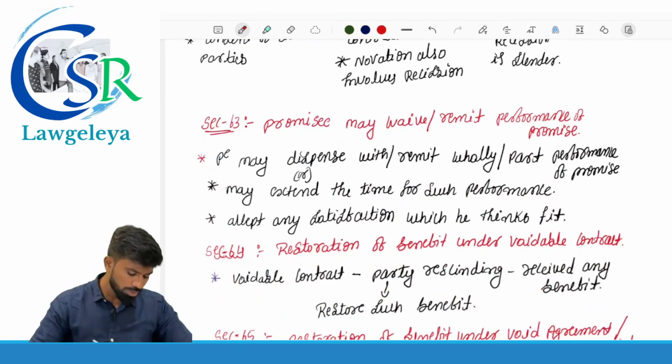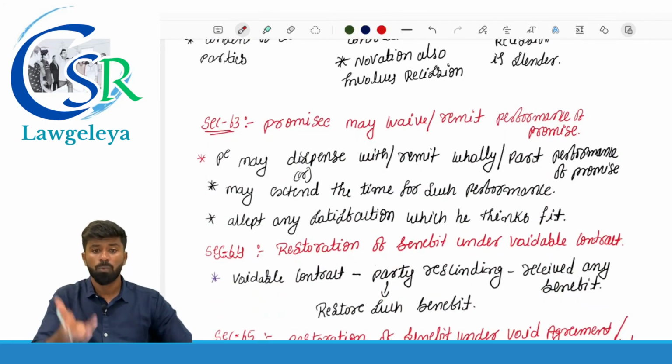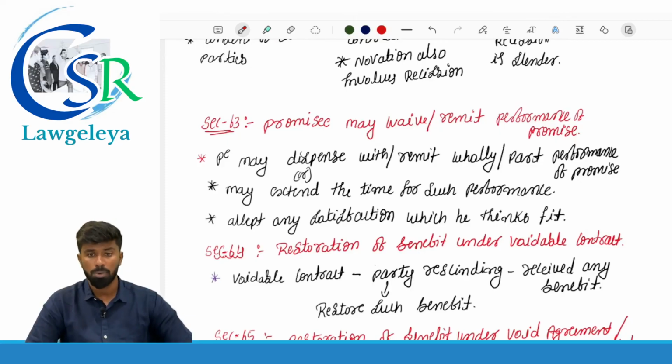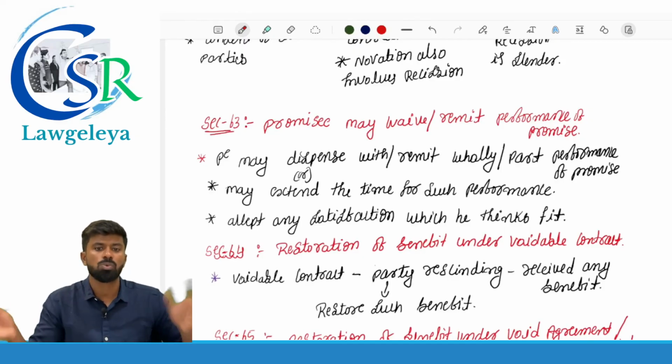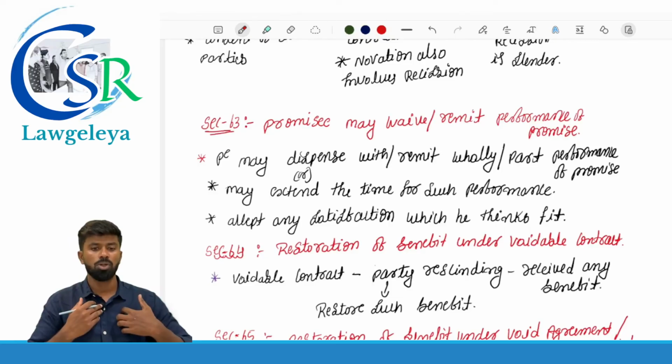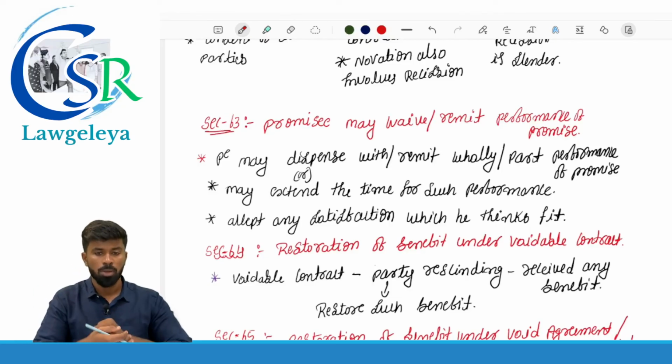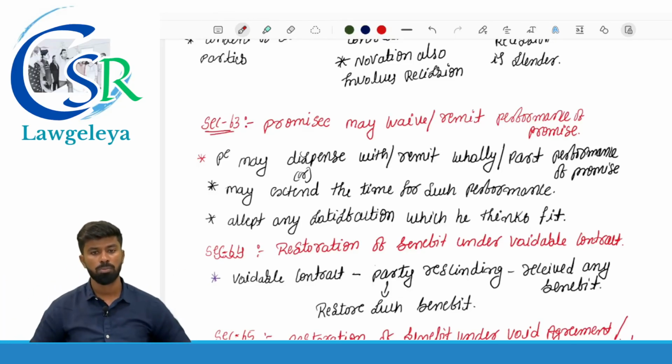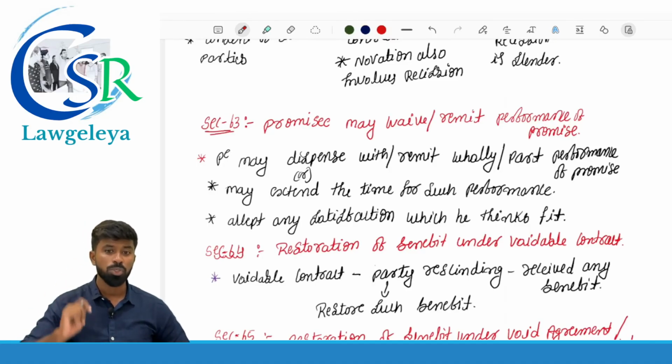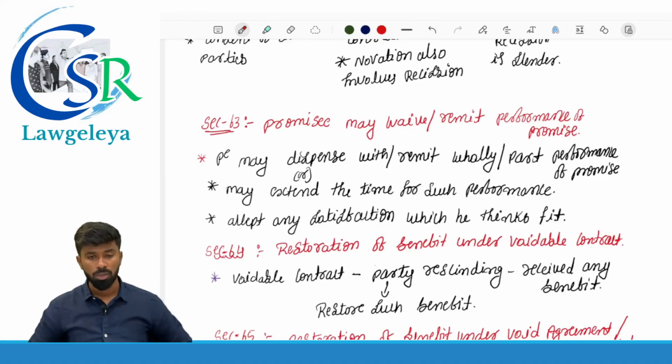Next one, section number 63. Promisee may give up, or remit the performance. If a promisee dispenses the performance or remits the performance either wholly or in part, or he may extend the time for such performance or accept any satisfaction which he thinks fit. In all these cases, who is discharged? Promisor is discharged. I am liable to give 1 lakh rupees cash, but I'll give my watch. Promisee accepts it. I am discharged from the performance of my promise. They ask theory questions based on section number 62. Novation, when the contract need not be performed. Section number 62 as well as section number 63.